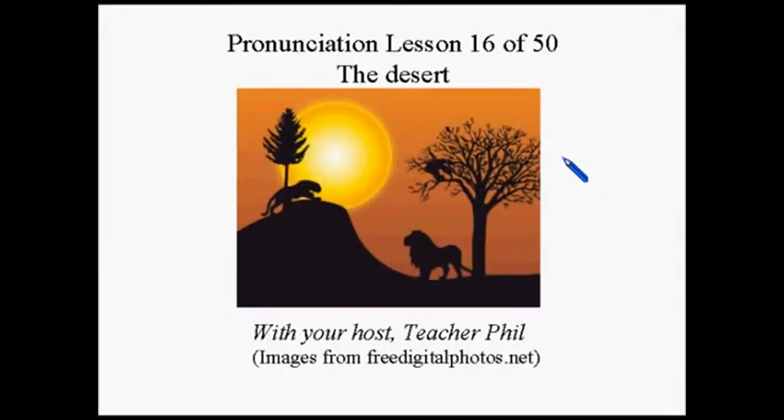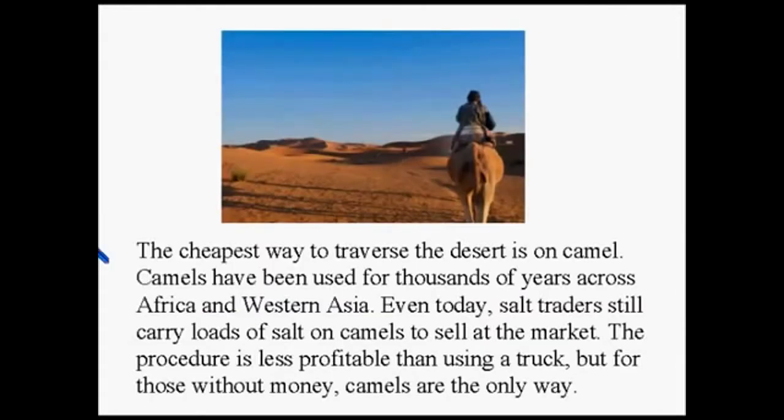Pronunciation Lesson 16 of 50, The Desert. The cheapest way to traverse the desert is on camel.